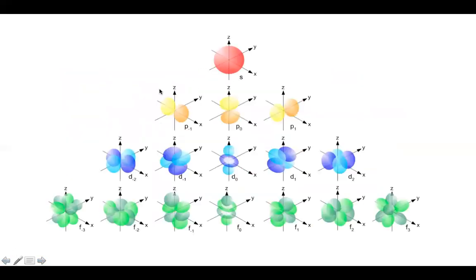And here's pictures too of all of them in their orientations. An S has one orientation. A P has 3 orientations. You can orient that P orbital along the X, Y, or Z axis. A D would have 5, and then an F would have 7.